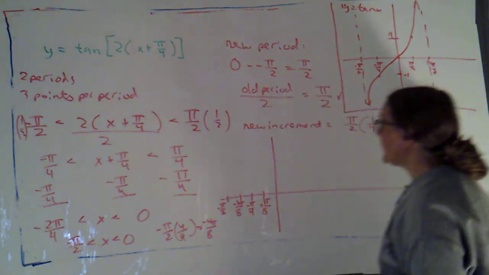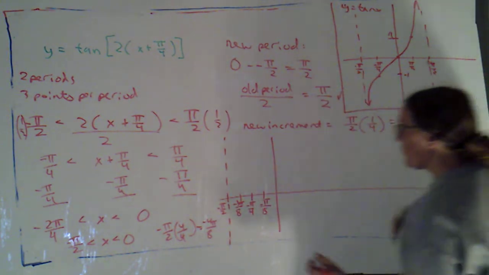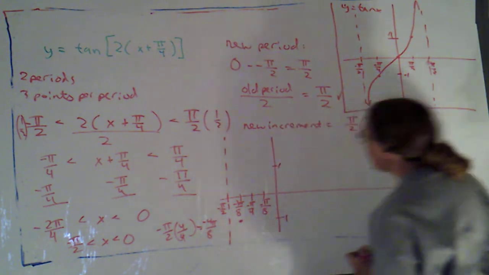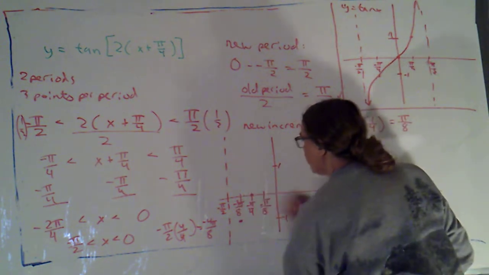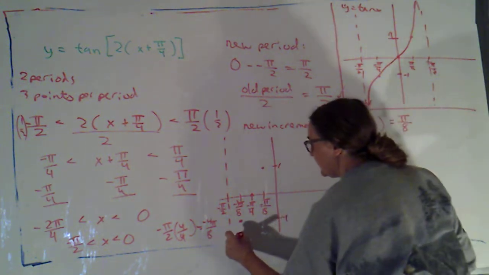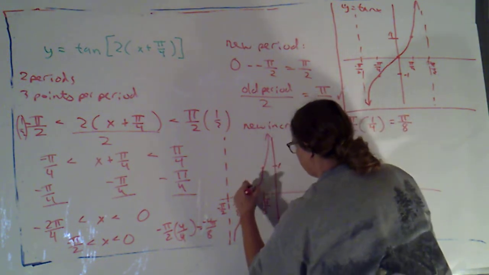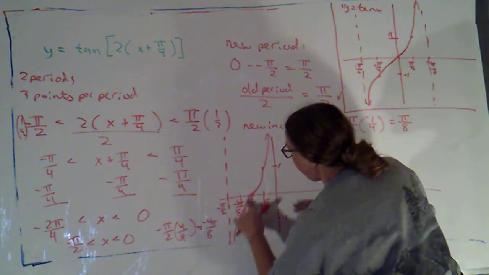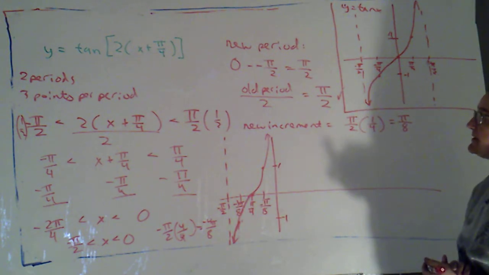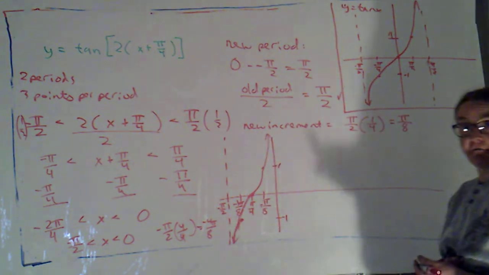And so now I'm ready to plot things. At my starting point, I have an asymptote. At my next point, we were at negative 1. At my next point, we're at 0. At my next point, we're at 1, and then the next one is an asymptote. So this is going to climb up like so. I can make it curve a little bit better. There we go. So there's one period of this. Now I've plotted 1, 2, 3 points for that period.